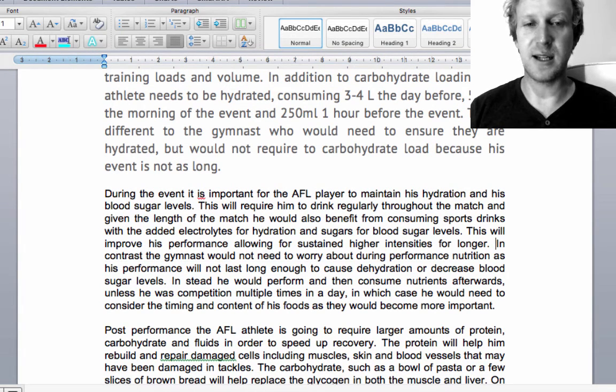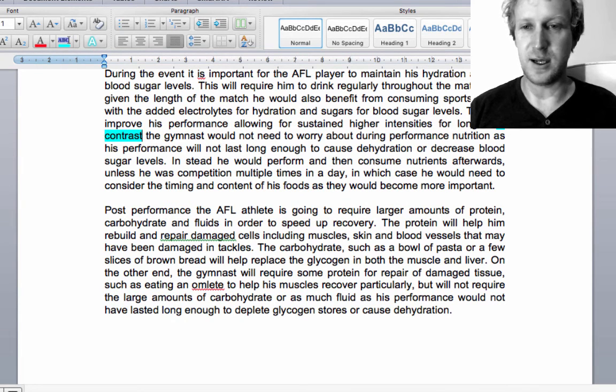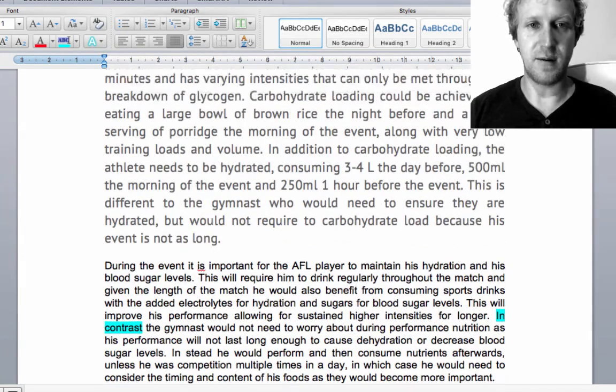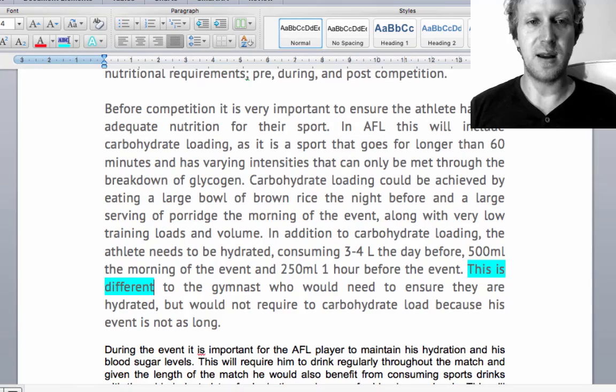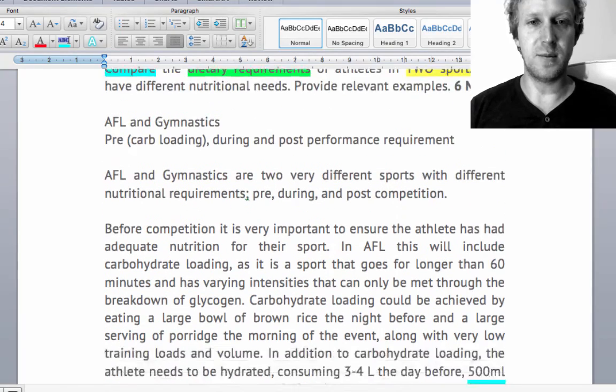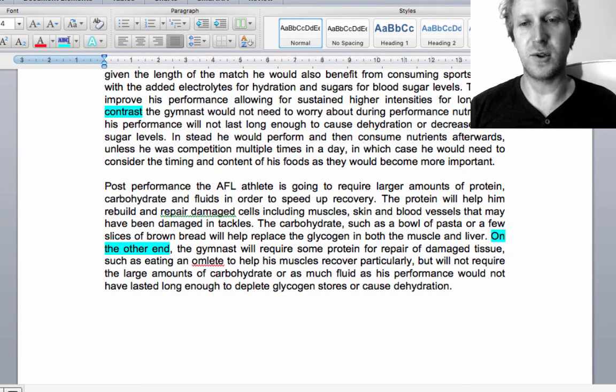So down here it says in contrast, so that's comparative. Down here I've also said even on the other end, that's comparative language to go along with the one up here where I've talked about this is different as comparative. Okay, so I've got my two athletes, used comparative language to show that there's differences between them, and made sure I've talked about the before, during, and post performance nutritional requirements. Thanks.